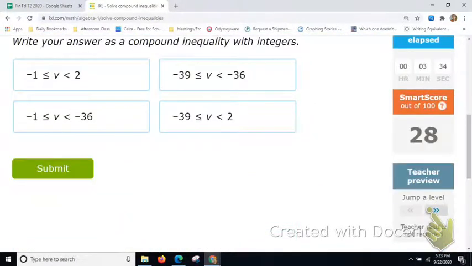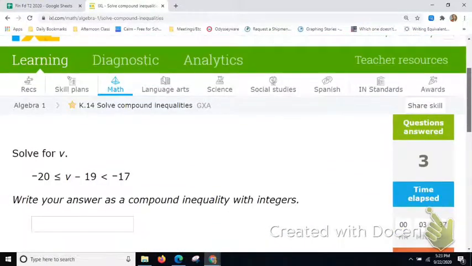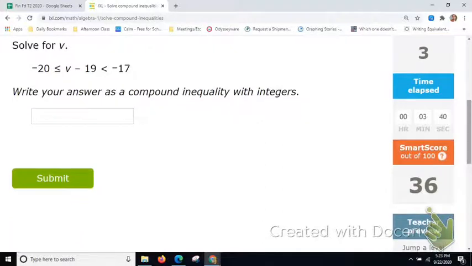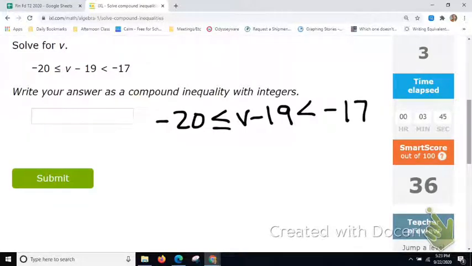So let's jump up here. I don't think this is going to stay multiple choice. Here we go. Now it's not multiple choice, so we have to know what to do because we don't just have multiple choice to guess. Although some guessing, if it's educated guessing, it's not really guessing, it's using process of elimination. So remember, whatever the variable is, you want to get it by itself. So I'm going to add 19 to get it by itself. But if I do that, I have to add 19 to the negative 20 and add the 19 to the negative 17, because really I'm doing two inequalities at the same time.